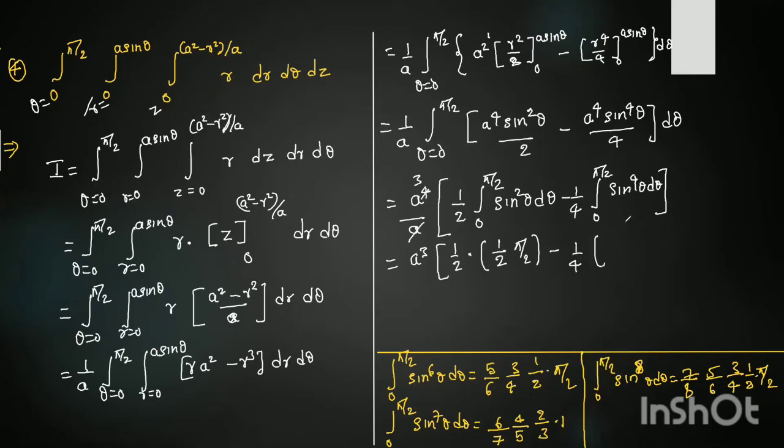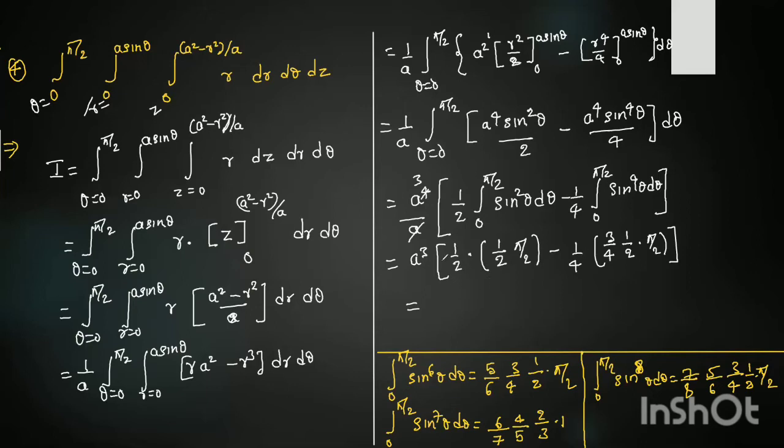What is the answer for sine to the power 4? 3/4, 1, pi by 2. Correct? Yes. Now I want you to simplify and tell me the final answer. Don't check, yesterday I had given the problem. Check whether we get the same answer.